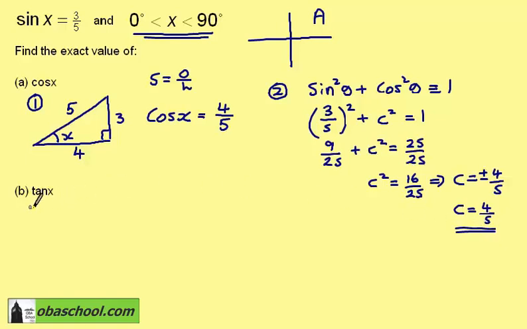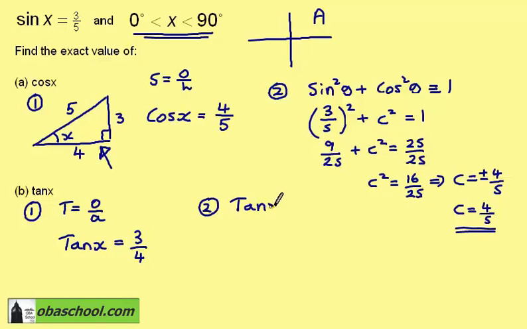Now to find tan x, one method is just to use the triangle that we've drawn above, so we can see that the tangent is the opposite over the adjacent, and so the tangent of x would be the opposite, which is 3, divided by the adjacent, which is 4.